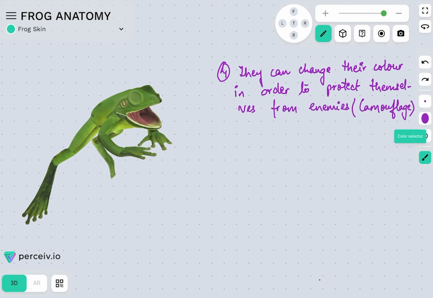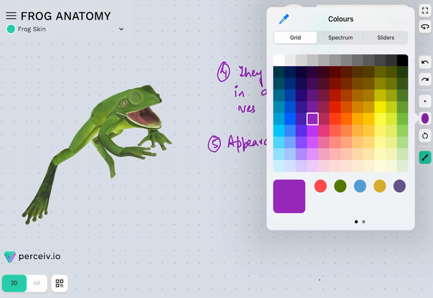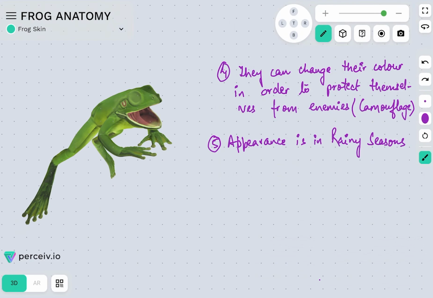And what about their appearance? That means in which seasons they are seen. You might not see frogs in the very peak summer season or in the very peak winter season. These frogs are usually very much seen during the rainy seasons. So during the rainy seasons, they are prominently being seen.